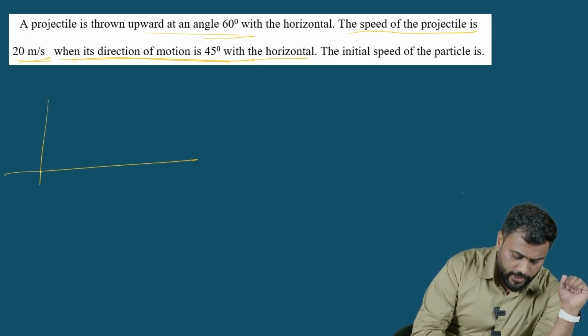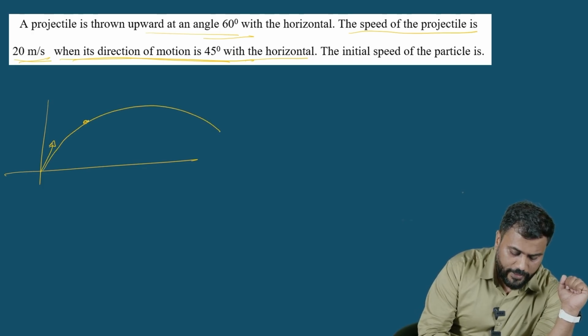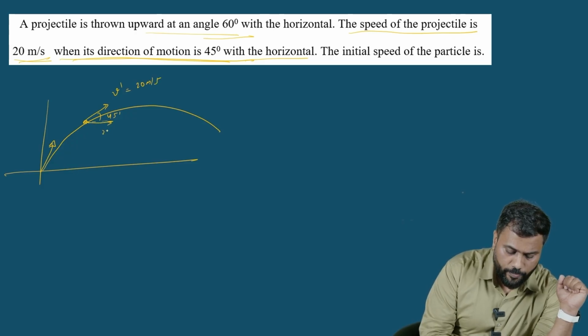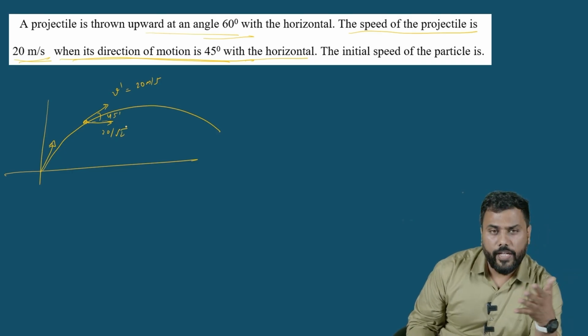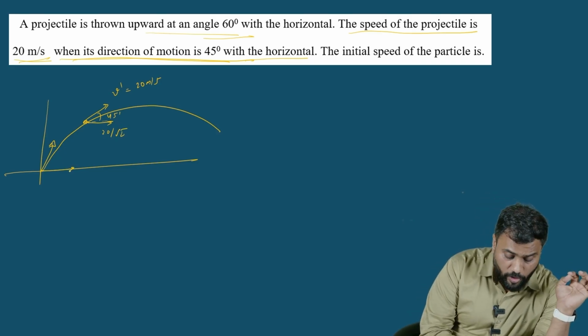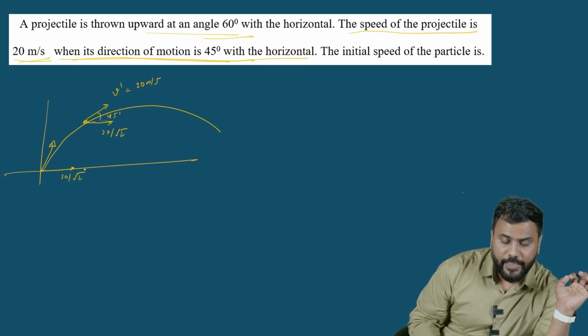So the projectile is projected at some angle, 60 degrees, and somewhere in its path, let's say here, the angle of its velocity with the horizontal, let's say that velocity is v dash, is 45 degrees. And this v dash is given to you, it is 20 meter per second. So its horizontal component should be 20 by root 2, 20 cos 45. But the horizontal velocity component of projectile motion remains the same.